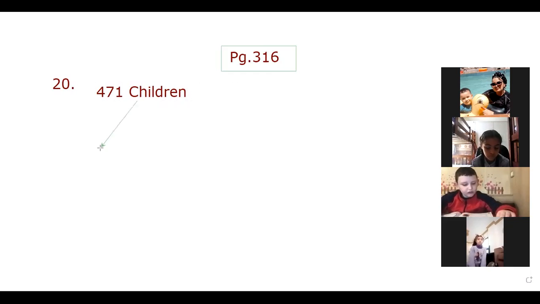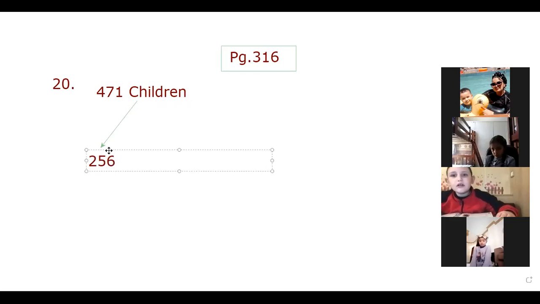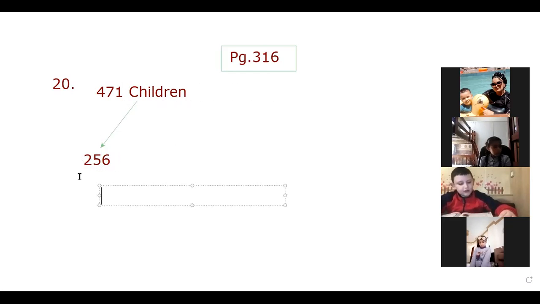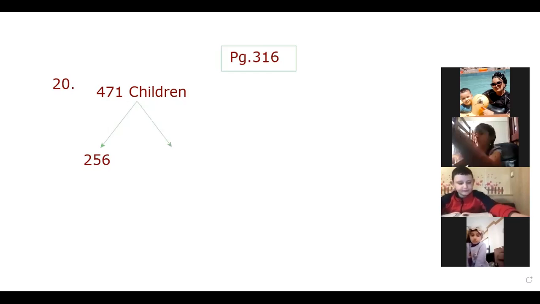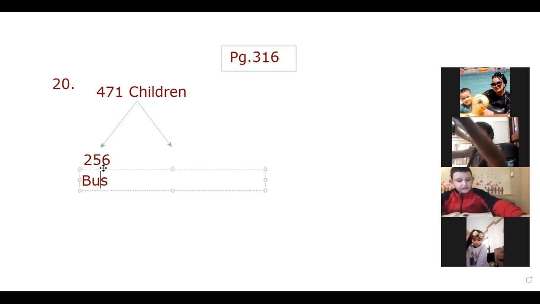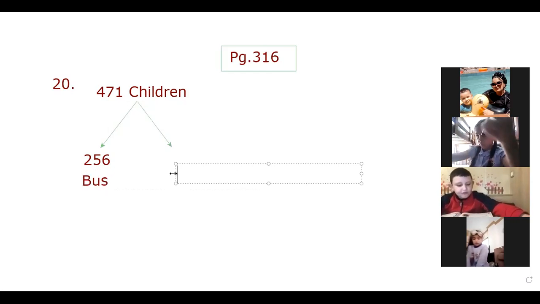ride buses to get to school. How many children ride buses? Ride bus, 256 buses. Okay, to get to school. Okay. How many children do not ride buses to get to school? Okay. What do you think? 256 minus 171. Okay. Thank you.